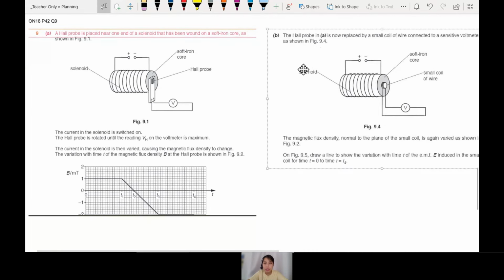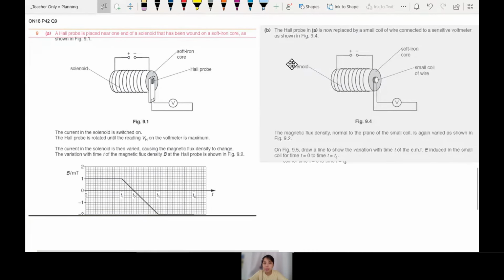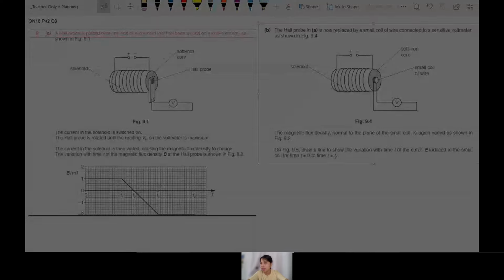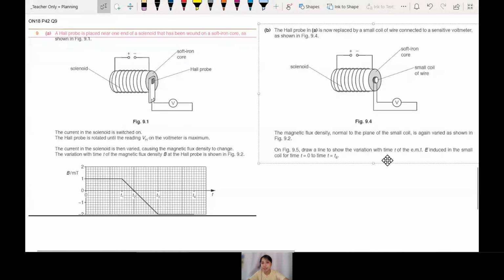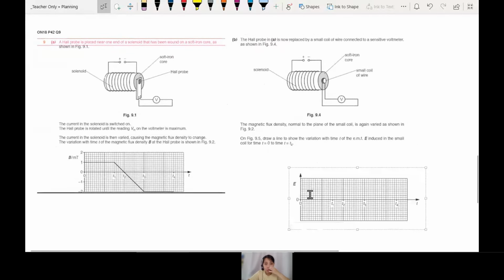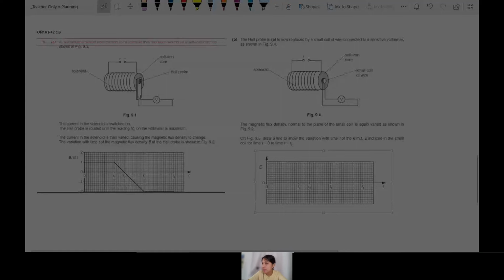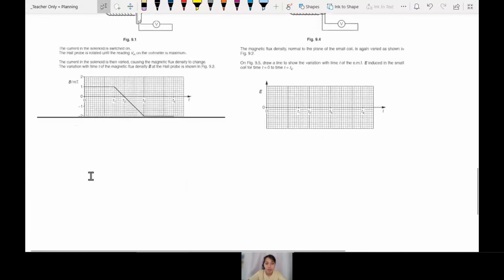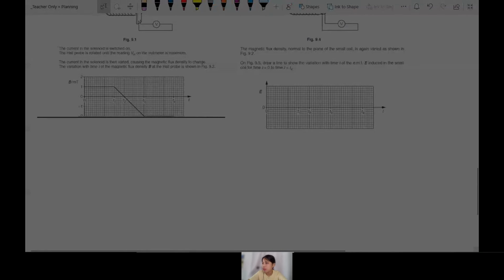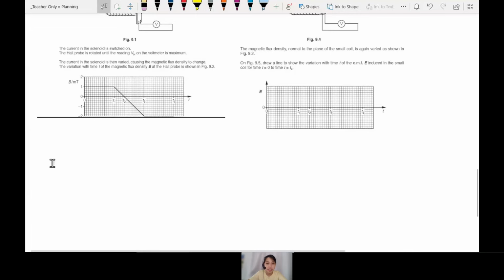Then you go to part 2. Still the same experiment. What's different? Spot the difference. It's a different thing, a different experiment. On the left side, they want you to draw a graph of B against time. On the right side, they want you to draw E against time. I'm going to paste. Wow, it's a lot of graphs. Okay, I screenshot everything.